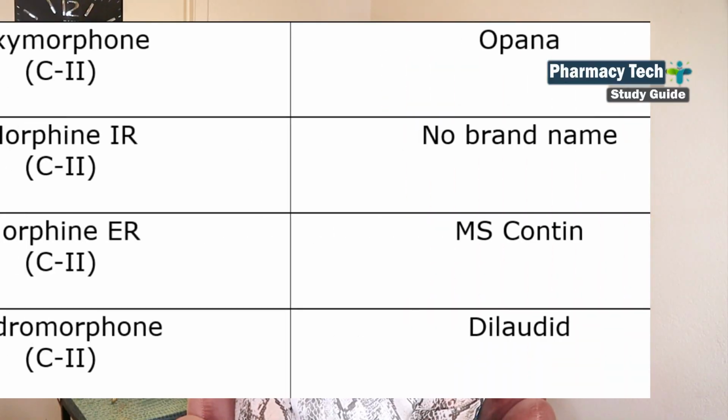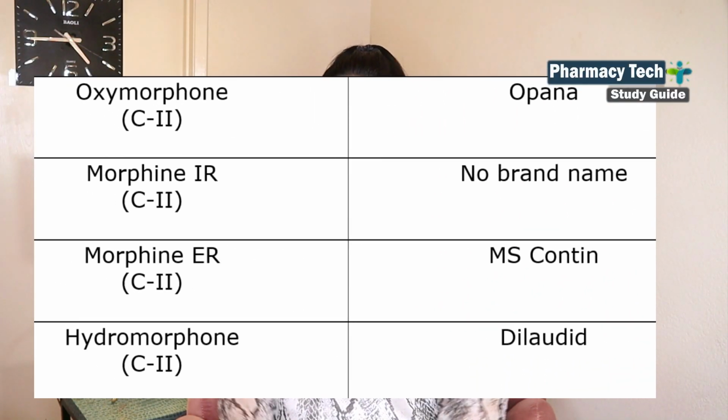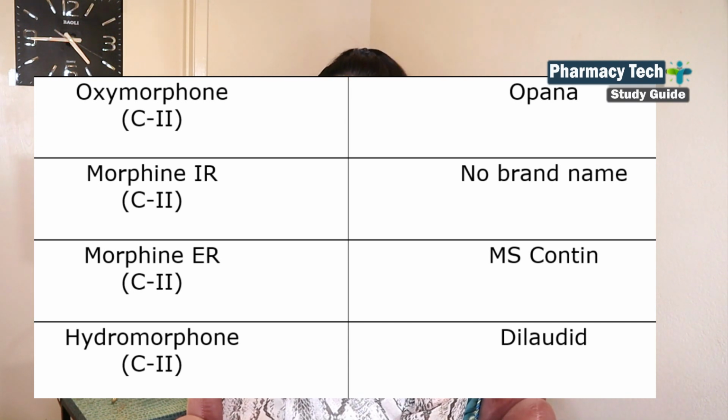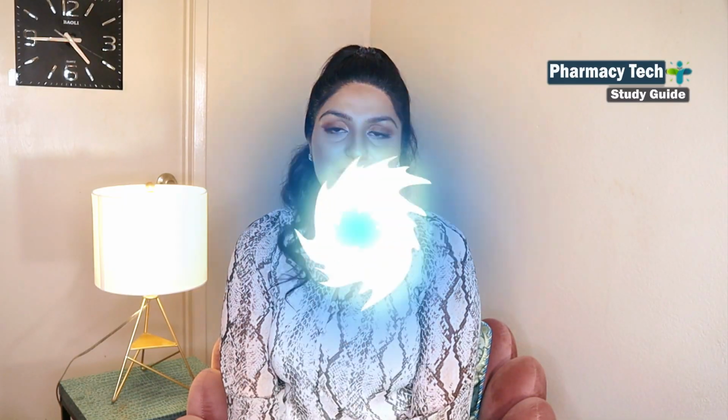Then we have oxymorphone, name brand is Opana. Next is morphine. Morphine immediate release also does not have a name brand, but the morphine extended release is called MS Contin. Hydromorphone, name brand is Dilaudid. Now do remember oxycodone, oxymorphone, morphine, hydromorphone, they're all Schedule 2 medications.